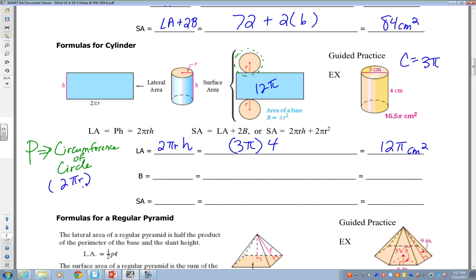Just that rectangle part. All right, so capital B means what? Area of the base, right? Okay, our base in our cylinder is what shape? Circle. So the formula to find the area of a circle is pi r squared. So we are going to find the area of our circle, which is pi times the radius. The radius would have to be half the diameter, 1.5 squared.